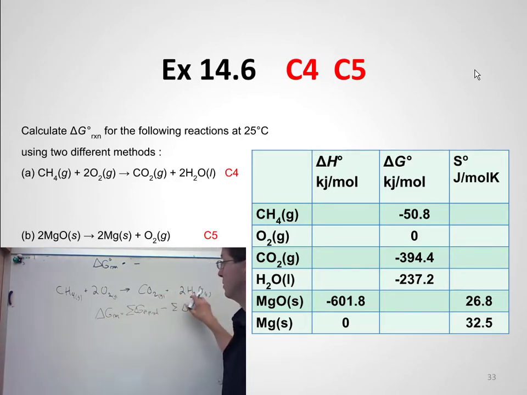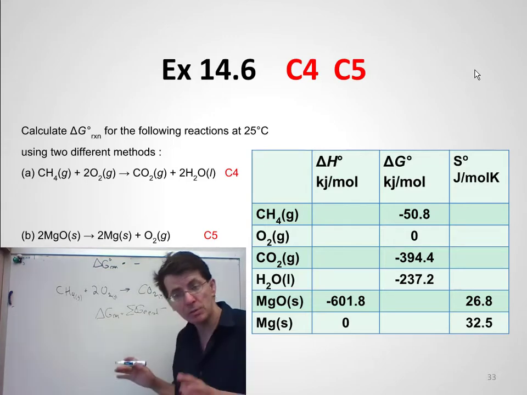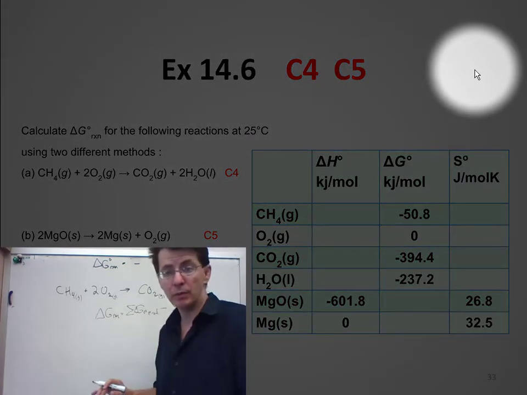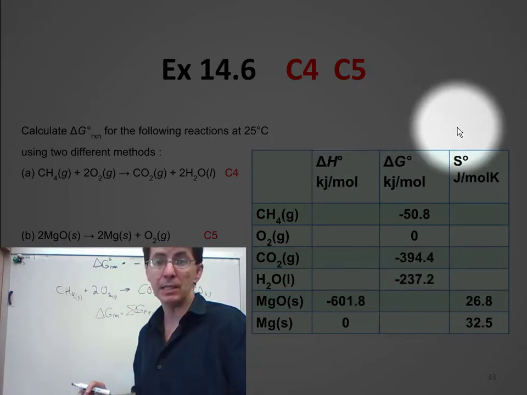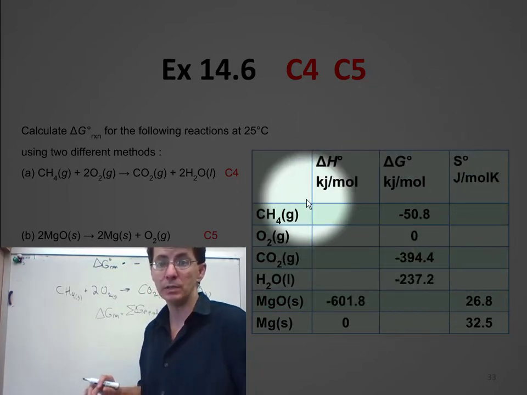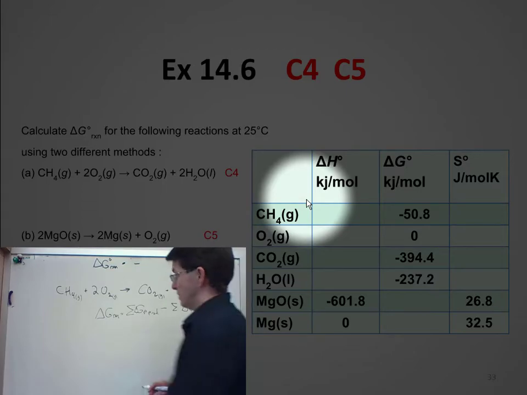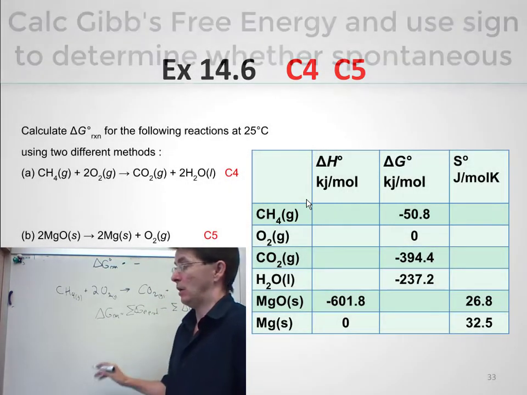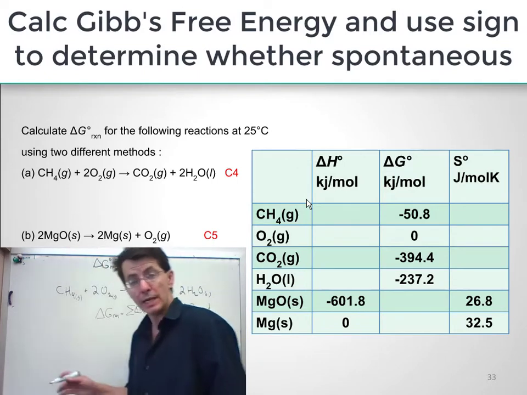Again, we scale with stoichiometry, making sure to take that into account. So here we have a nice little table that has these delta G values all laid out for us. So it should be straightforward for us to take care of that. Products minus reactants. Our goal is to see, is this reaction spontaneous?